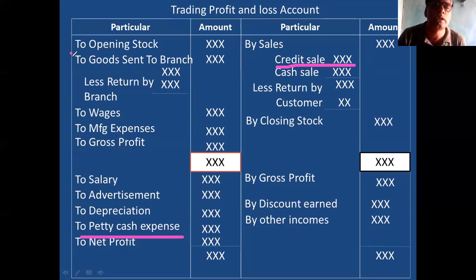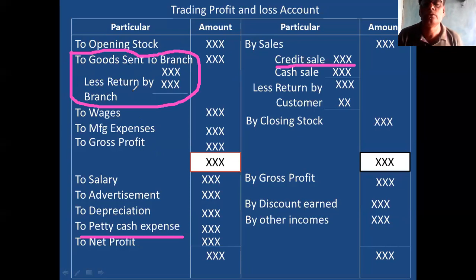Only one change is here. This is the only change. Instead of purchase, what to write here? Instead of purchases, you have to write goods sent to branch, less returned by branch. This is the change. Clear? Or any doubt?